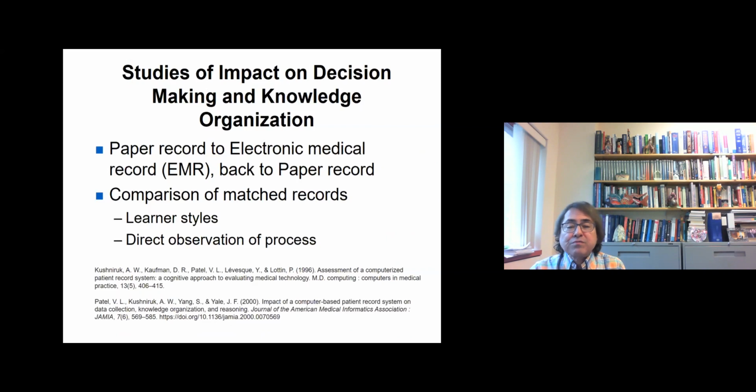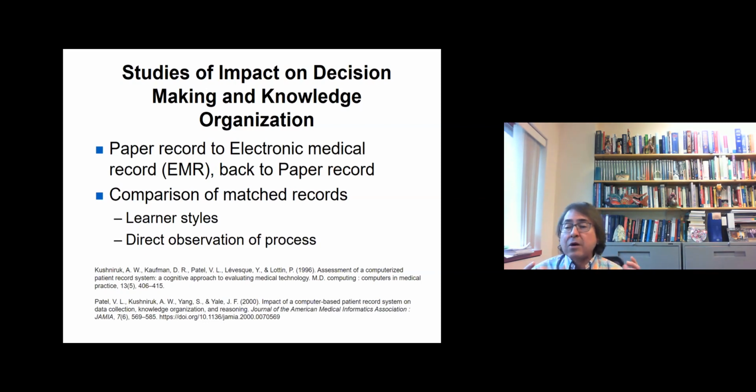And this was a whole set of studies, two papers there. The first one was way back in '96 in MD Computing. And the last paper we did on this was 2000, Patel, Kushniruk, Yang, Yale. That was the one I said if you're interested in. That was in the Journal of the American Medical Association: Impact of a computer-based patient record system on data collection, knowledge organization, and reasoning.